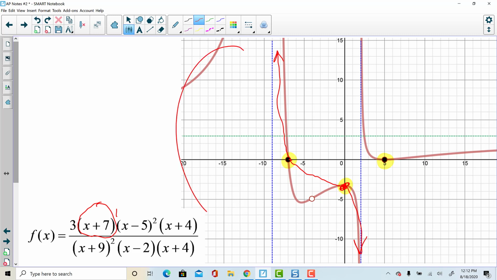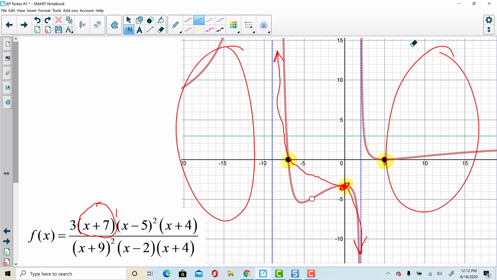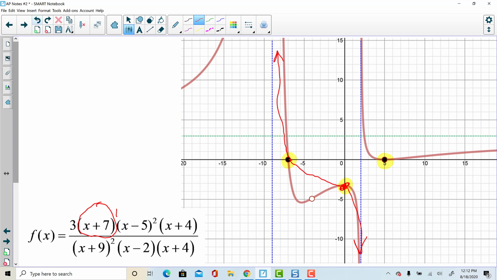Now, there is some graph over here, and there is a graph over here as well. So we have to draw that part. And here's how we draw that part. For the asymptote that's associated with -9, we have to look at this. X plus 9 squared. Because it's squared, we're going to see the same things on both sides of the asymptote.